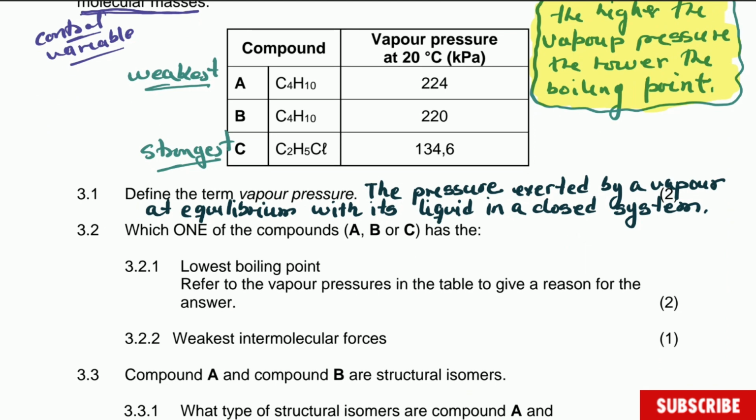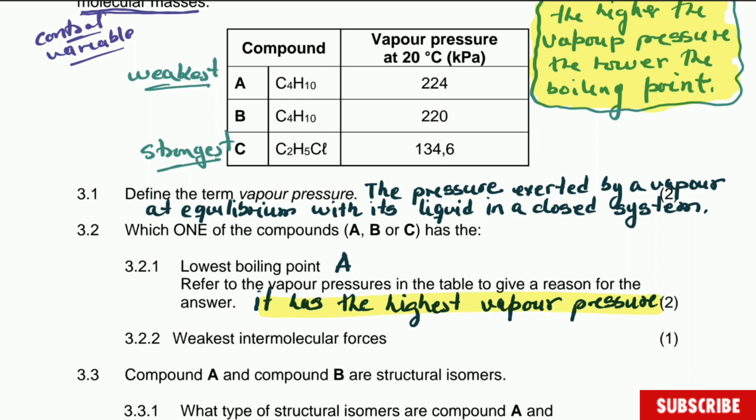Question 3.2, which one of the compounds A, B, or C has the lowest boiling point? And we already spoke about that. The higher the vapor pressure, the lower the boiling point. The highest vapor pressure is A, and therefore it has the lowest boiling point. Okay, so it's going to be compound A. Refer to the vapor pressure in the table to give a reason for your answer. All you have to say is it has the highest vapor pressure. All you have to say is that.